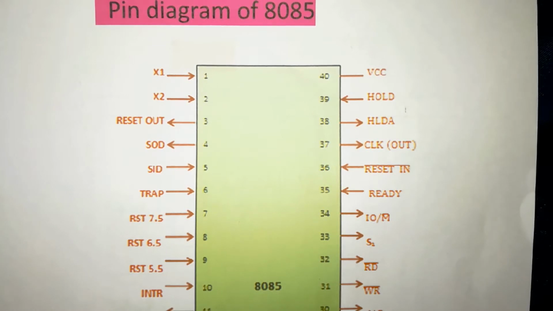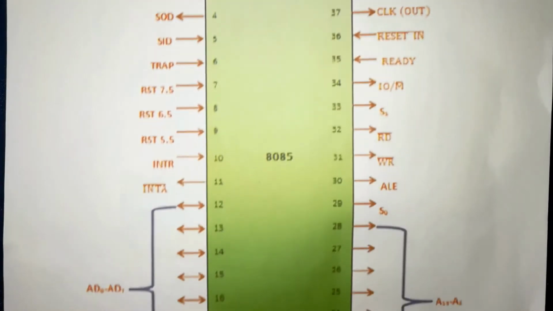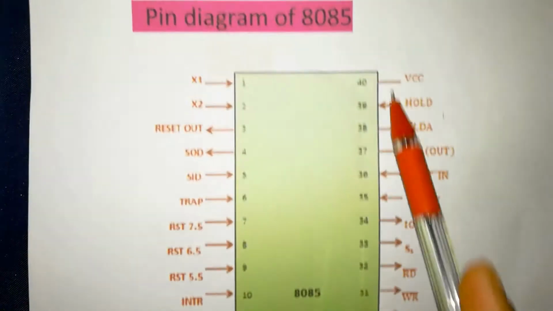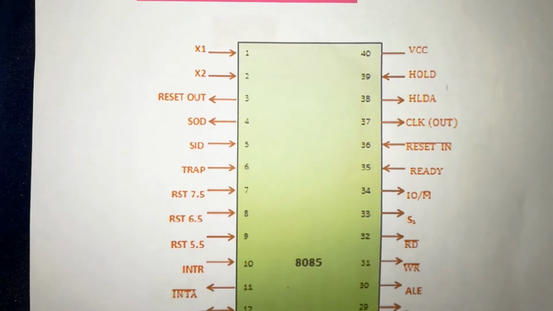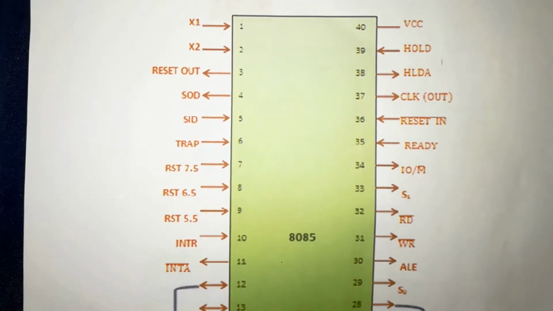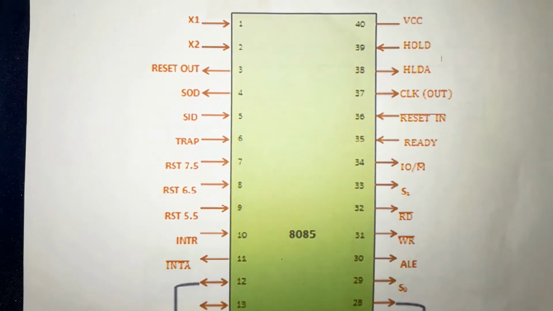Today my topic is pin functions in 8085. Here in the diagram you can see there are total 1 to 20 and 21 to 40 pins. That means total 40 pins are there in 8085 microprocessor. What are the functions of each pin? That we will see now.